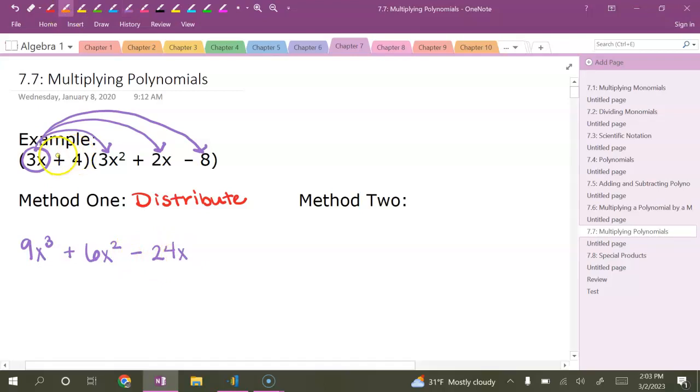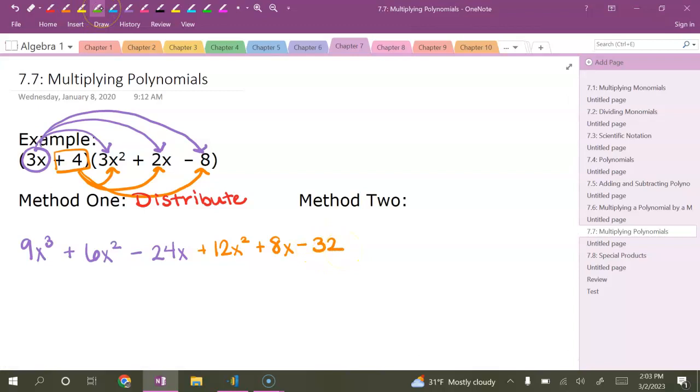Now, we also have this plus 4 that we have to take care of. And so we're going to distribute a second time. And I like to draw another set of arrows, and I do them underneath my problem. Okay? So 4 times 3x squared is going to be 12x squared. 4 times 2x is going to be 8x. And then 4 times that negative 8 is going to be negative 32.